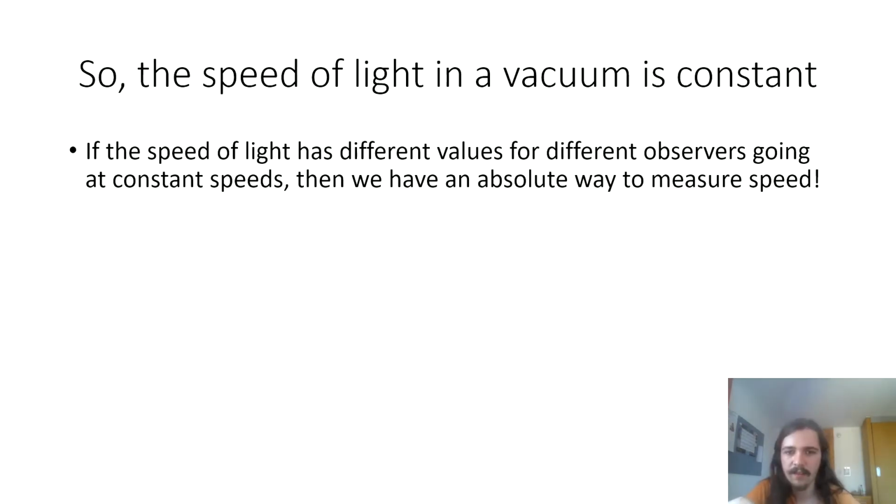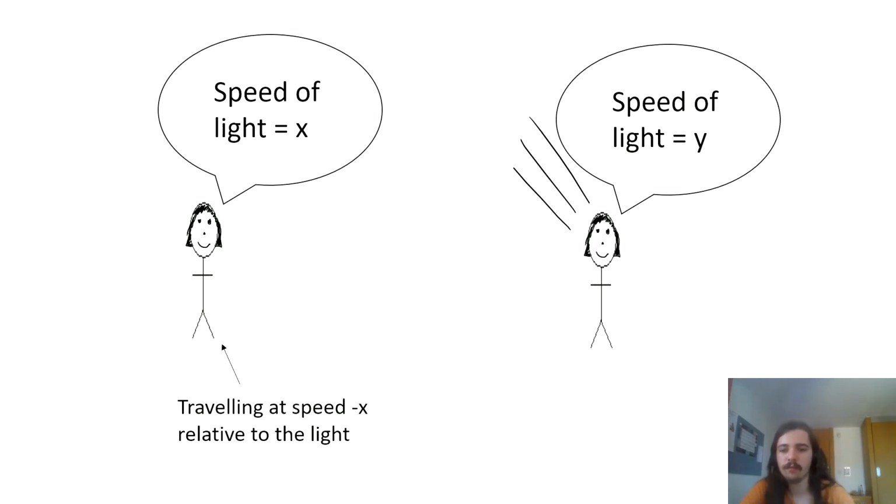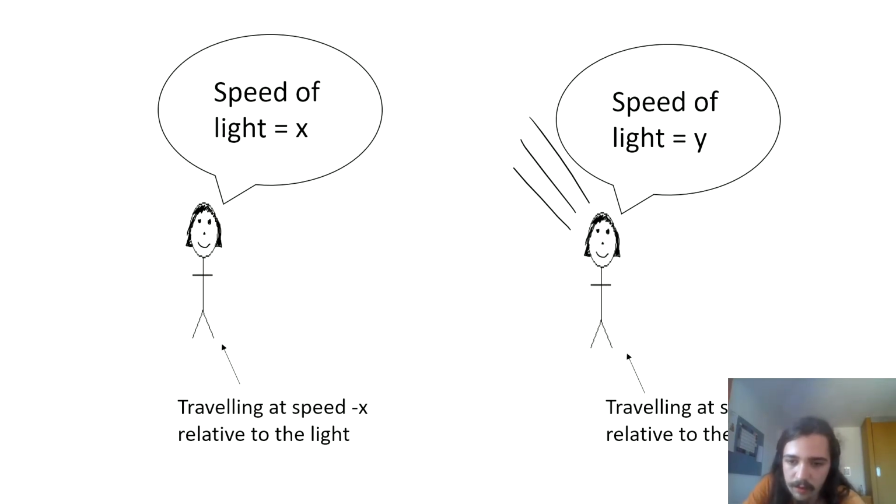However, if the speed of light has different values for different observers going at constant speeds, then we actually can find an absolute way to measure speed. This will contradict our previous statement that speed is relative. So, for example, if we have two observers, one observes the speed of light to be x and the other observes the speed of light to be y, then we could measure their speeds relative to the light. So the first observer we could say is traveling at the speed minus x, and the other is traveling at a speed of minus y. I'm not sure if you can see that or not, but relative to the light, the second observer is traveling at a speed of minus y.